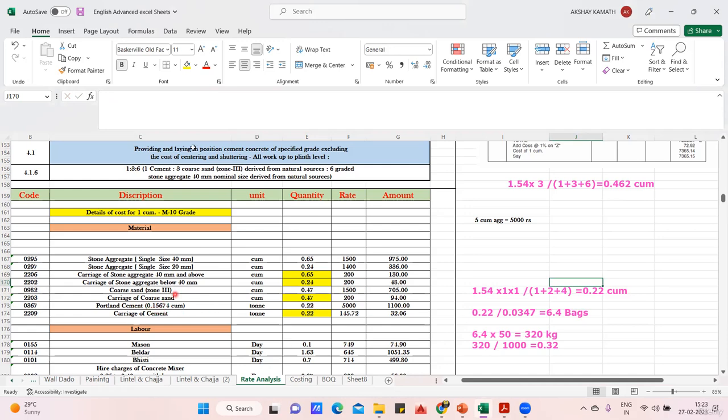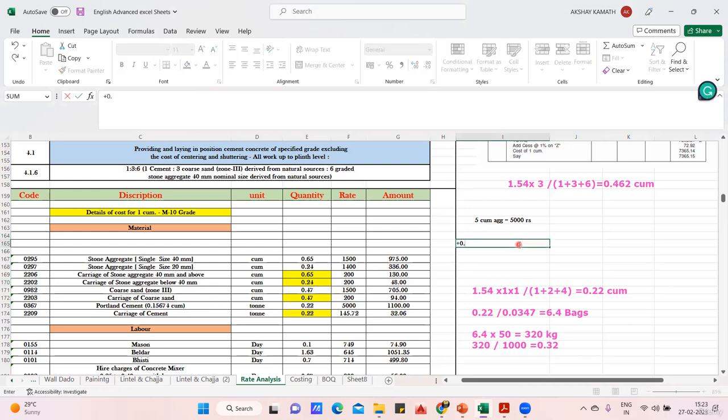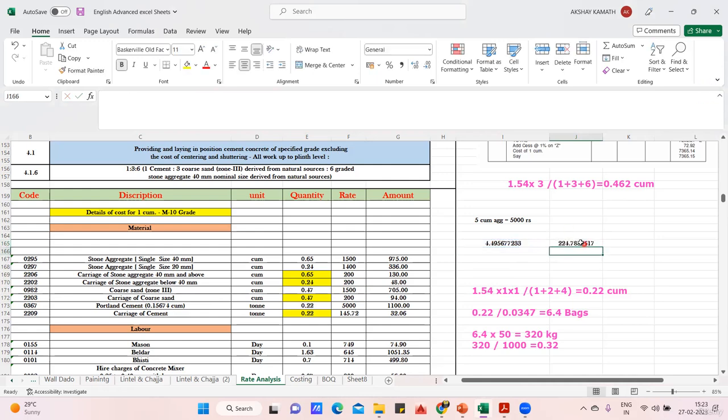0.156, I'll divide it by 0.0347. I'll get 4.49. This is in cement bags. So 4.49 cement bags, if I multiply by the weight of one bag, 50 kg, I'll get 224. This is in kg, but I want it in tons, so whatever answer you get, you divide by 1000. And what are you getting? 0.224. And here you can see the same thing, 0.22. So you should understand where this 0.22 is coming from.